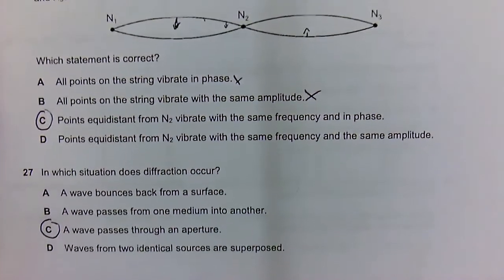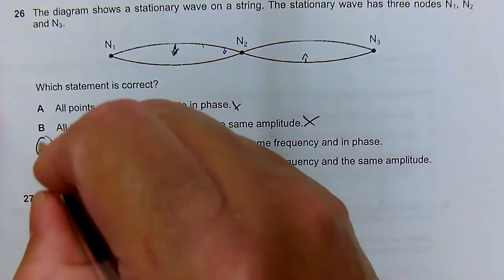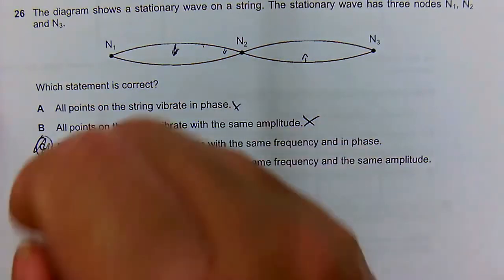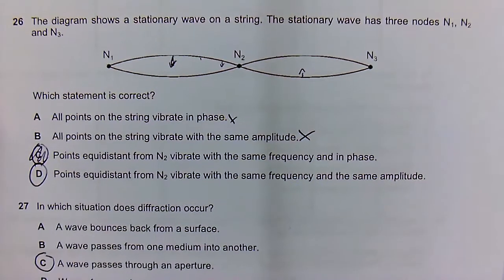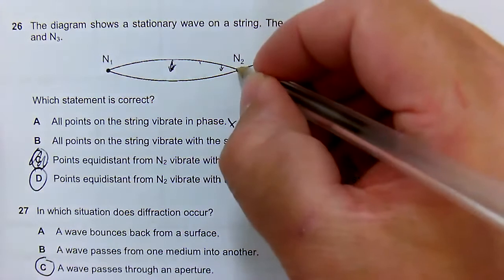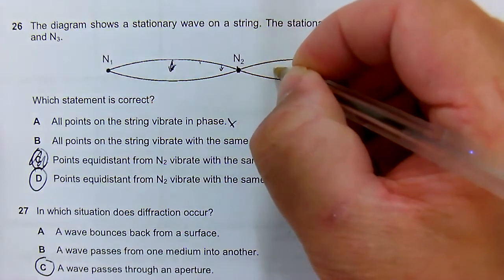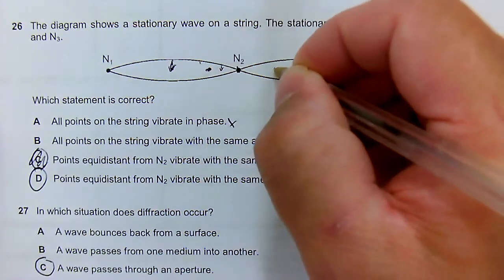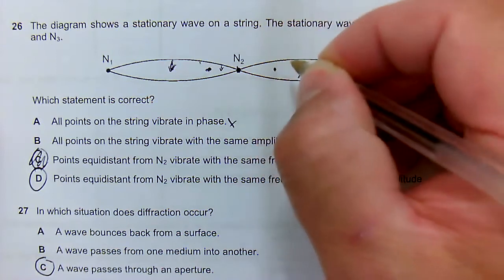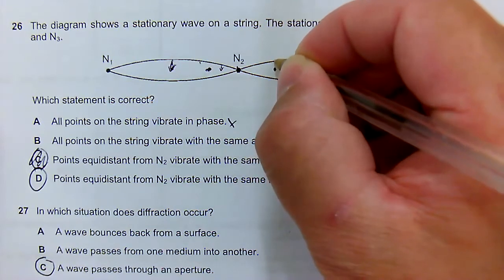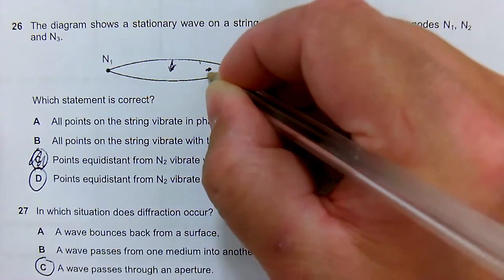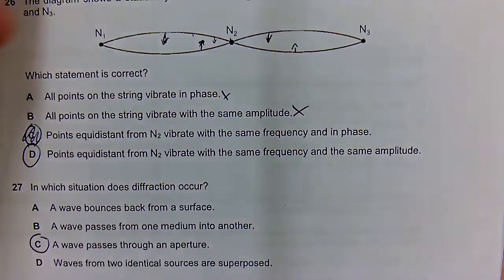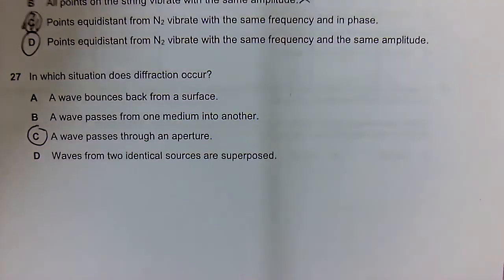Sorry, 26, sorry, points equidistant from N2. I do apologise, I was reading the wrong bit of my notes. Equidistant from N2, in other words the same distance from N2, it's D up here. The reason they're not in phase is that equidistant means equal distance, and this is where the wording is a bit strange. If they're the same distance, this one would be moving down like that, and that one would be moving up like that. They'd have the same amplitude, but they'd be out of phase. So it's D for 26.